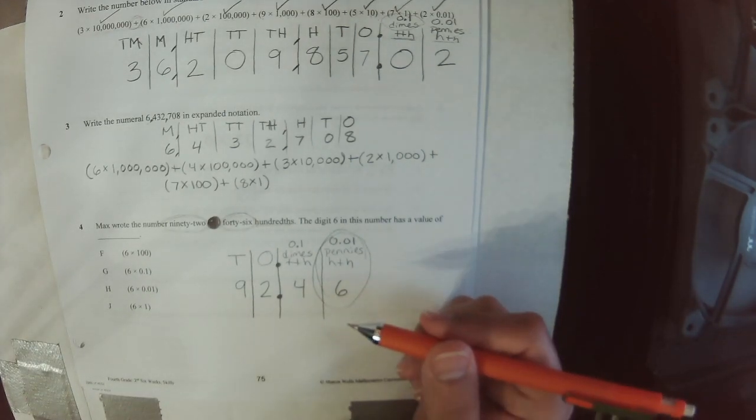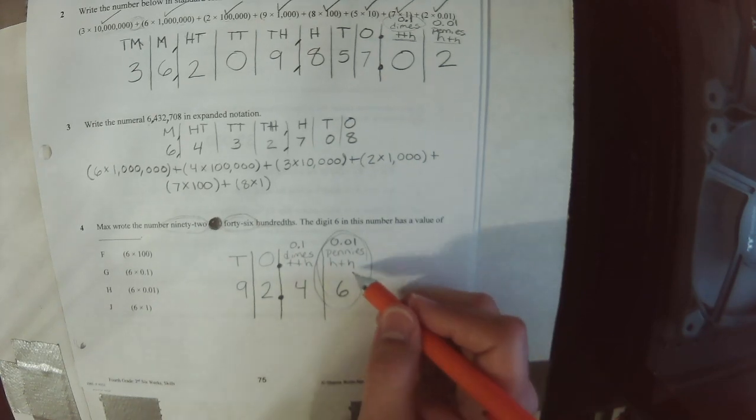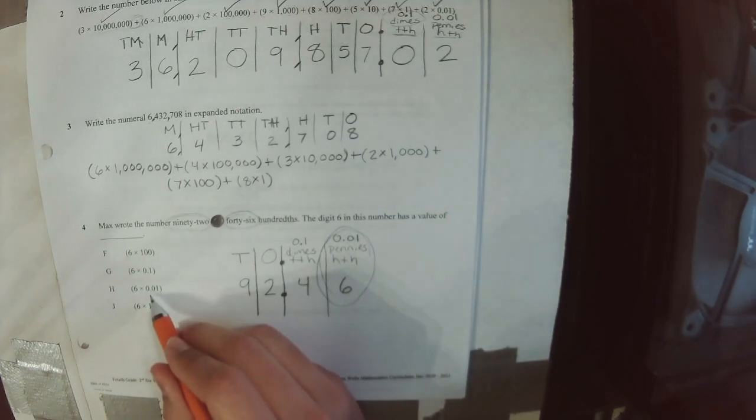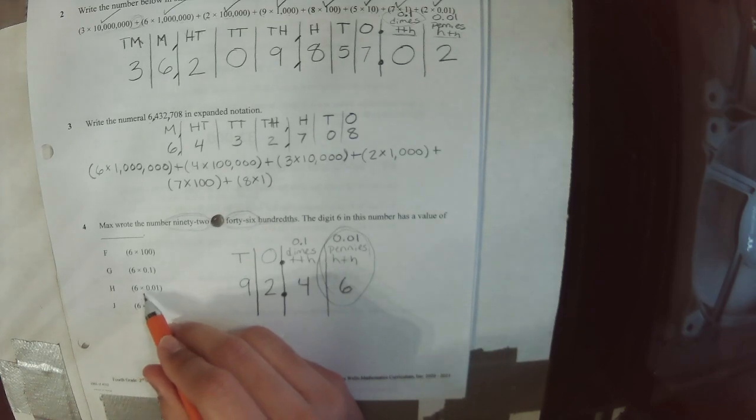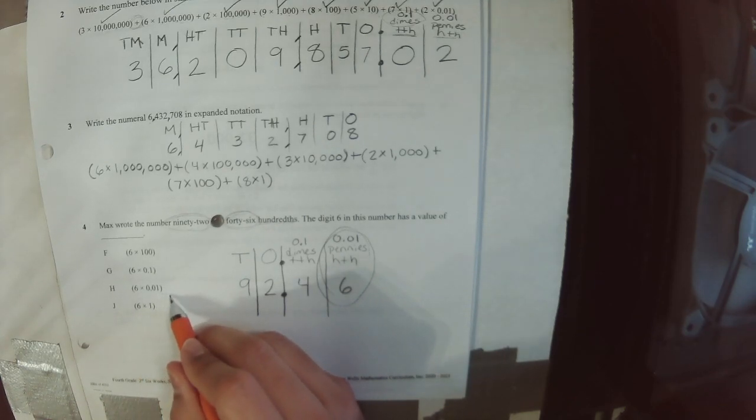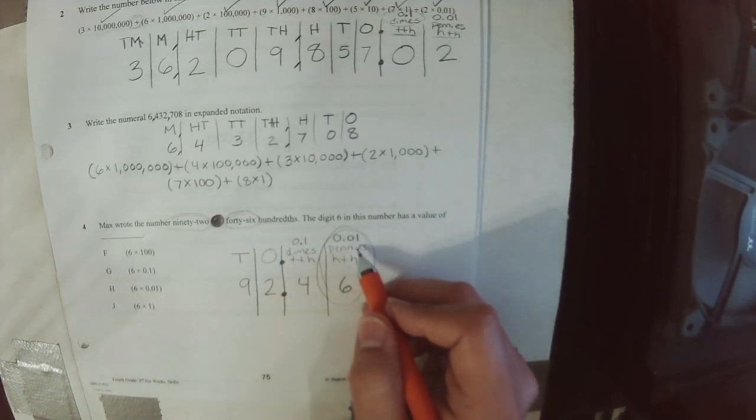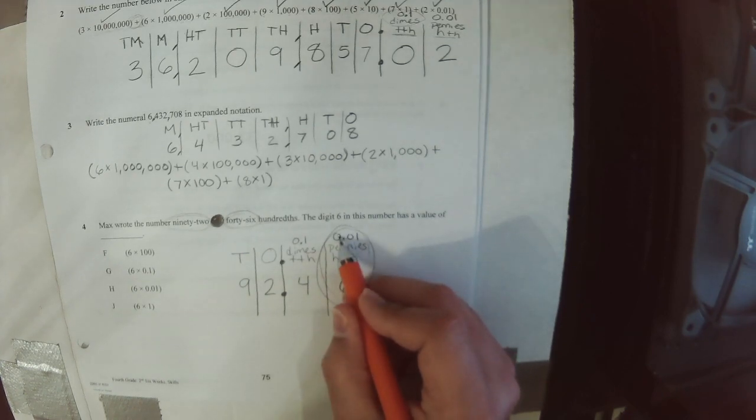Kylie? The hundredths. The hundredths place. So, Kylie, if you were going to pick one of these answer choices, which one would you pick? F, G, H, or J? H. Very good. It says 6 times 0.01. Look at that reminder I wrote on top of the hundredths place, 0.01. H is my answer.